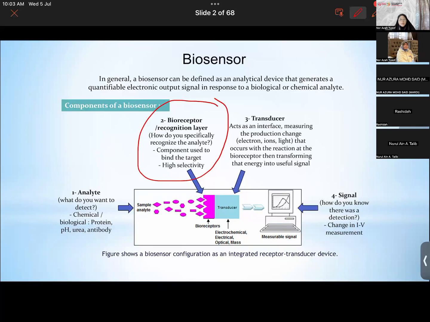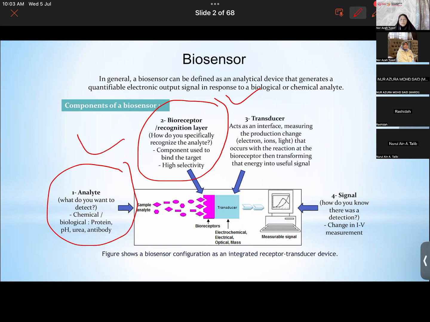So we cannot just simply take any bioreceptor that we think suitable. It has to be studied, it has to be characterized, and especially the binding and the selectivity study has to be done before the construction of biosensors. And of course, in lateral flow, we are going to discuss the bioreceptor part in the second part, as well as what type of analyte is suitable for lateral flow.